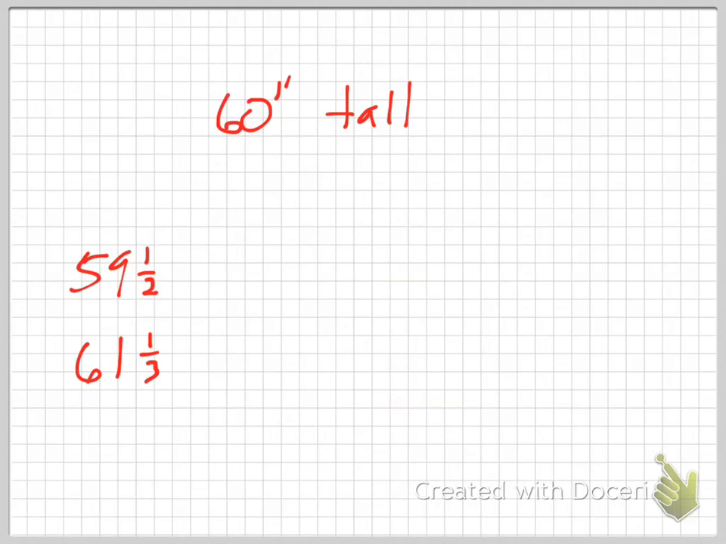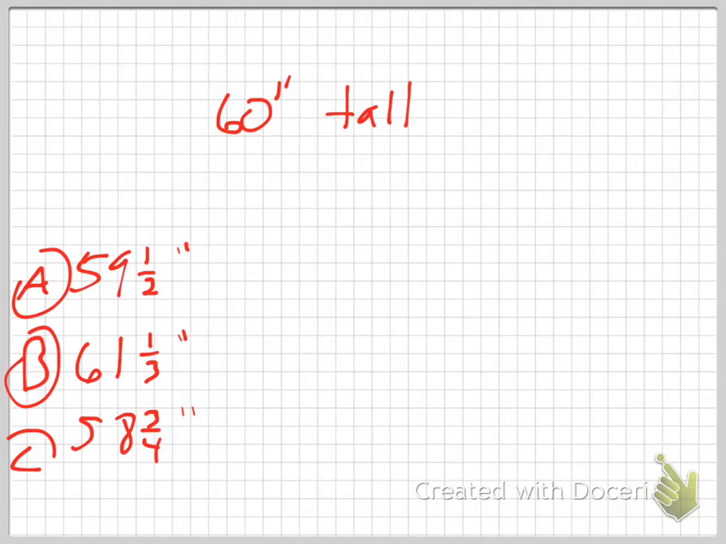There's something else too. They ask this, and this is true. This is the type of question that you might find on your Terra Nova test or something. If a ride said that you had to be 60 inches tall in order for you to ride the ride, and you were 59 and a half, and your brother was 61 and a third, and your mom, who's really short, is 58 and 3/4 inches. A, B, C, or A and B. Who gets to ride the ride?